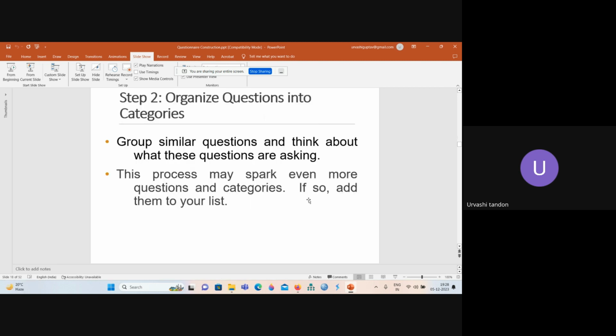Then again, the same thing which I have shared: organize questions into different categories. Define these categories. Let's say the construct name is effort expectancy. The original scale developed by Venkatesh et al. has only three questions, but then that questionnaire has been modified, and we have added five questions.